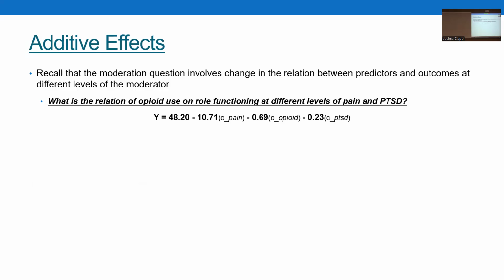Here's my intercept, here's my coefficient for pain, here's my coefficient for centered opiate use, here's my coefficient for centered PTSD, okay? As Catherine said, this is the expected value of functioning at average levels of pain, at average levels of PTSD, controlling for opiate use, okay? What it's saying here is that per unit increase in pain, I see a 10 point, close to 11 point reduction in functioning. For every unit change in PTSD, I would expect a corresponding, about a quarter of a point decrease in functioning.